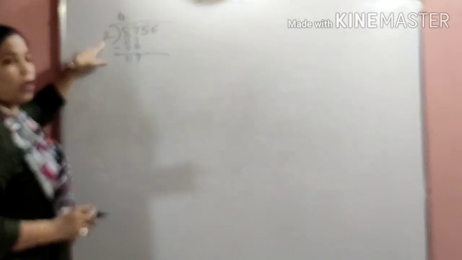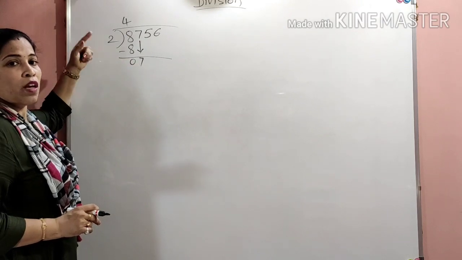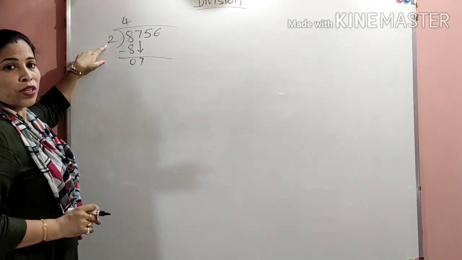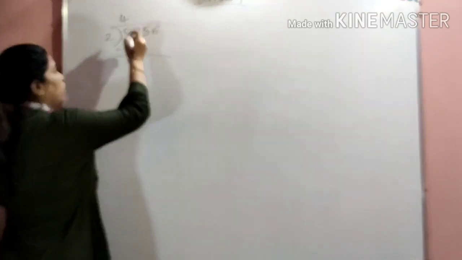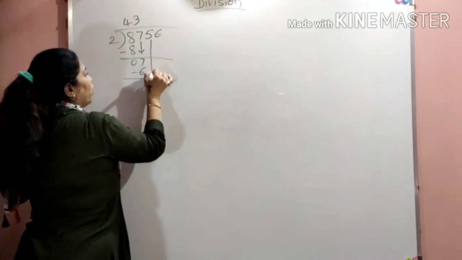Okay, so 2, what will we take? We will take a number smaller than 7. So smaller than 7, which number is there? 2 3s is what? 2 3s is 6. So we will take 2 3s are 6 minus 1. Now this 5 will come down.